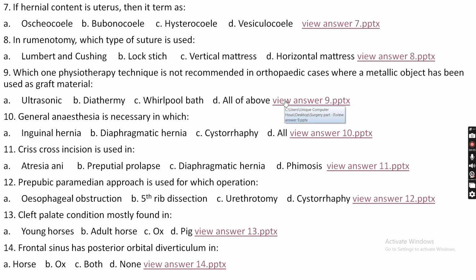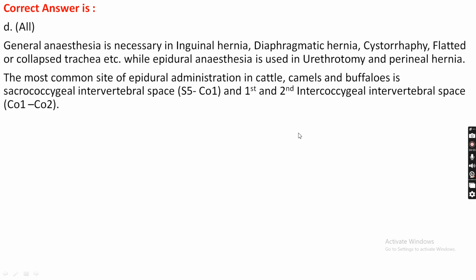Question number 10. General anesthesia is necessary in which? Option A, inguinal hernia. Option B, diaphragmatic hernia. Option C, cystorrhaphy. Or option D, all. The right answer is option D, that is all. General anesthesia is used in all cases like inguinal hernia operation, diaphragmatic hernia, cystorrhaphy, and flathead or collapsed trachea operations. While epidural anesthesia is used in case of urethrotomy and perineal hernia.